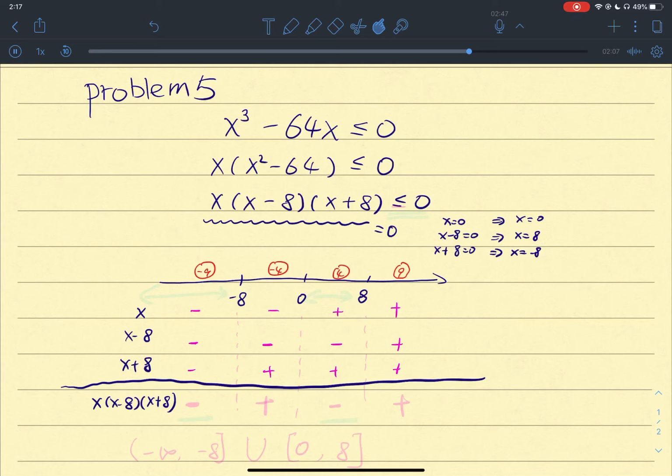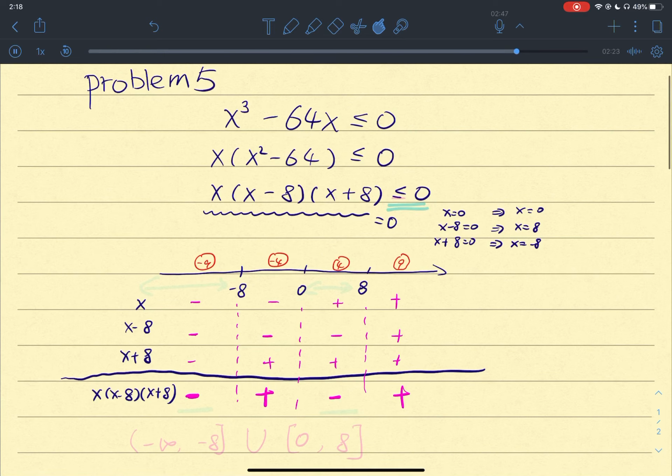So after I got here, I realized that's 3 negatives multiplying together. So it's negative, keep going, positive, negative, positive. So each vertical column, you multiply them together to discuss the sign towards the end. As you know, we are looking for less than or equal to 0, so I'm looking for the negative pieces, which means I'm looking for this interval and that interval. So my answer is supposed to be negative infinity through negative 8 and 0 through 8. And because it includes equal to, I'm having closed brackets, and that's what I'm supposed to get, okay?